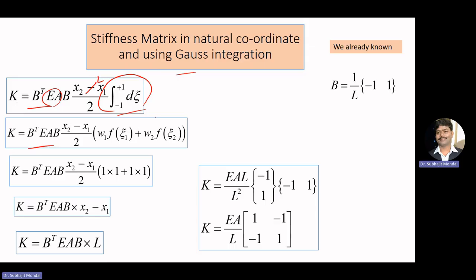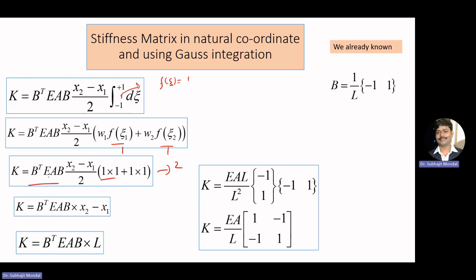Now if you use two Gauss points, in that case our weight values are basically 1 and 1, both are 1, and we are evaluating at the value of -1 by root 3 and +1 by root 3. Since this value is a constant, it is 1. So your function f of xi is nothing but 1. So f of xi1 will be 1, f of xi2 will be 1. So here we will have the value of 2.